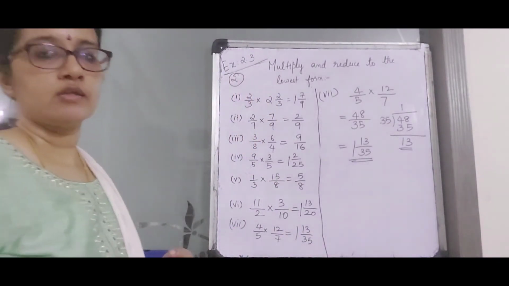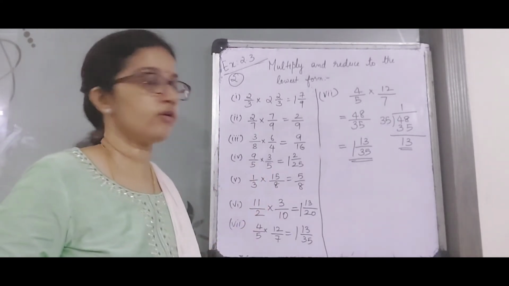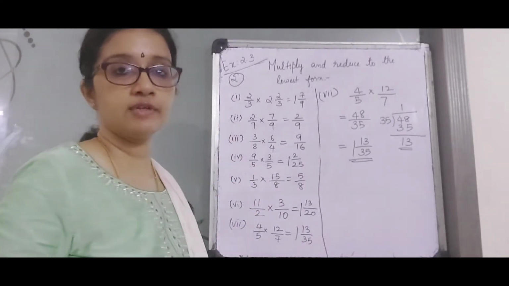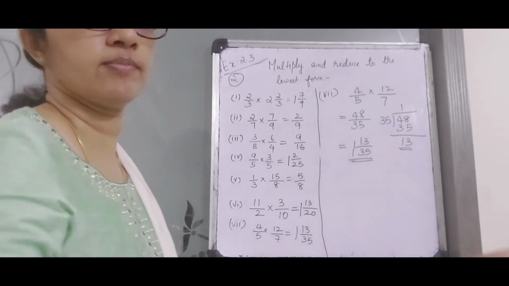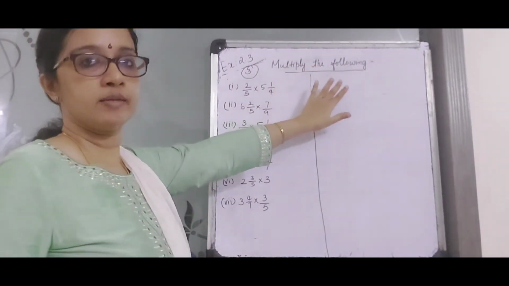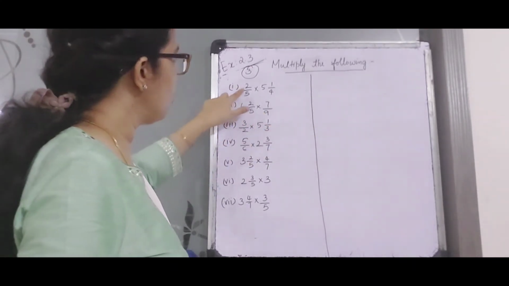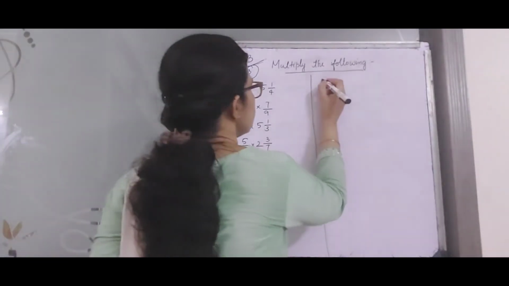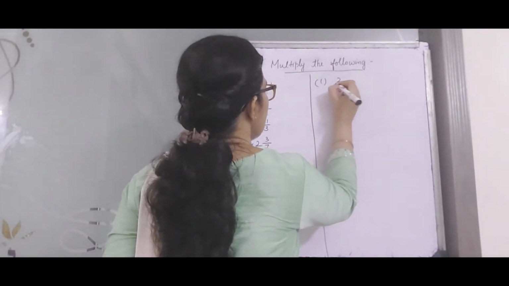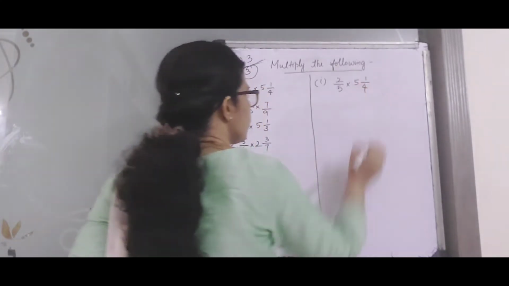Okay. So hope you are clear with this. Now we will go on to the next problem. Okay. So second problem is finished. Now we will go on to the third problem. Okay. Now the next problem is again multiply the following. Okay. Out of that first one is 2 by 5 into 5 1 by 4.